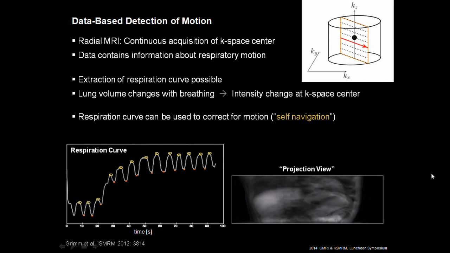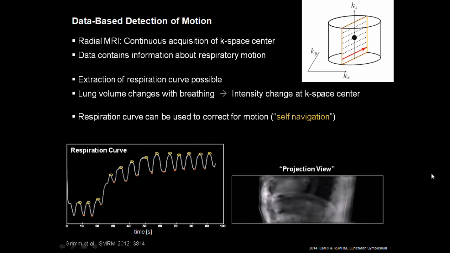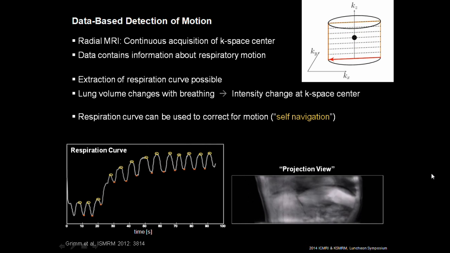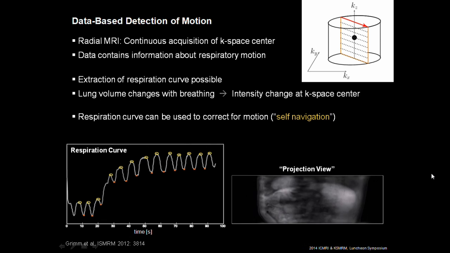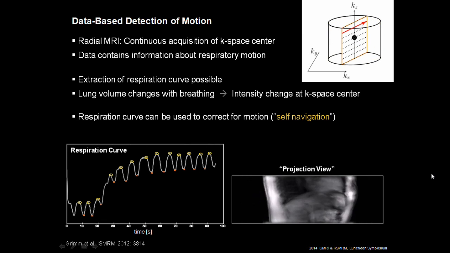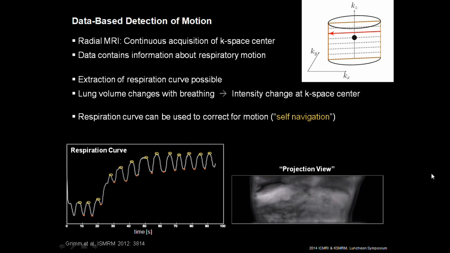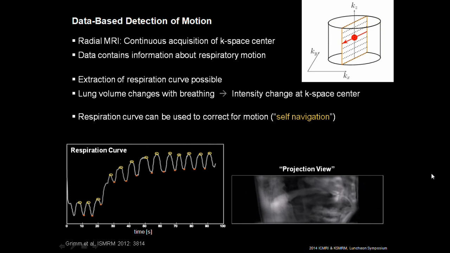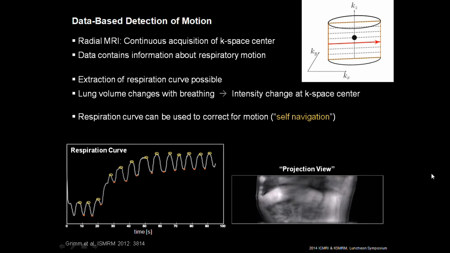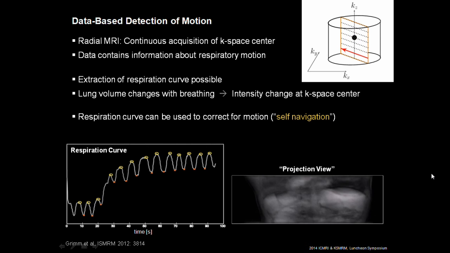However, with a radial acquisition, we have a continuous acquisition of the K-space center information. And therefore, the radial data also contains information about the respiration that occurred during the acquisition. So that information is inherently embedded into our data. And you can see this in this projection view, which you can see on the right bottom side. Basically, each stack of spokes for each angle gives us a projection through the patient. And if we display these projections along time, then we get such a projection view. And in this projection view, you can actually see how the patient is breathing. So you can see how the liver is moving up and down.